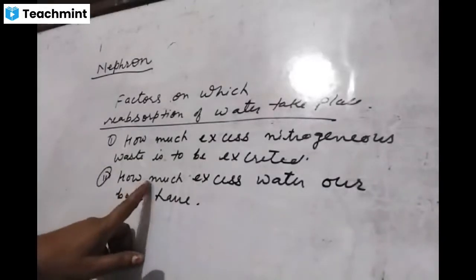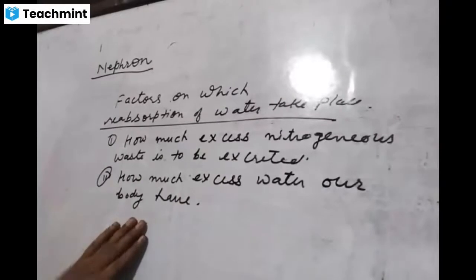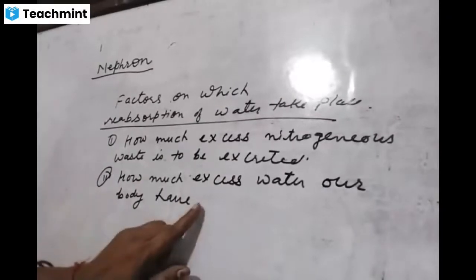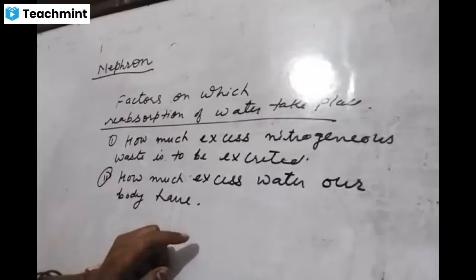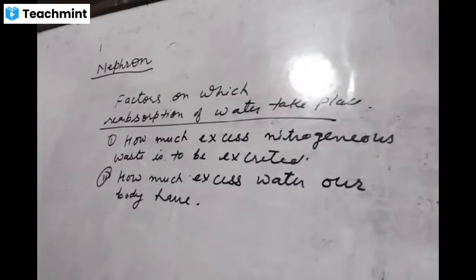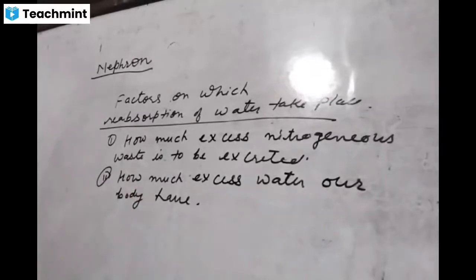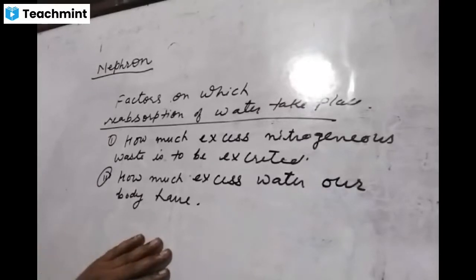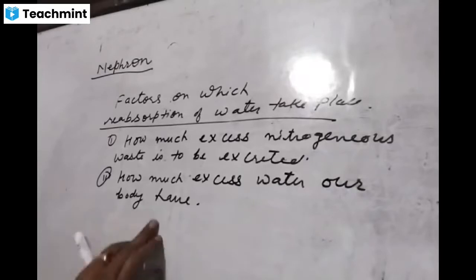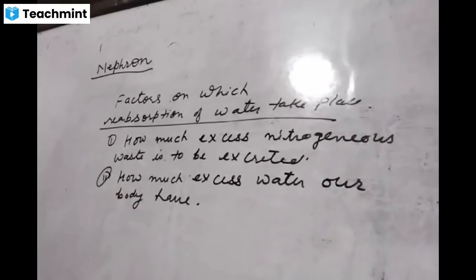Second, how much excess water is present in our body. If our body has a large amount of water, then reabsorption of water will be less. Suppose we are drinking continuously, after half an hour we are drinking 1 glass of water, so there is an abundance of water in our body. In that condition, the reabsorption of water will be less, and most of the water will be excreted out. So in that condition, we need to urinate very soon. So these are the two factors on which the reabsorption of water takes place. Clear?